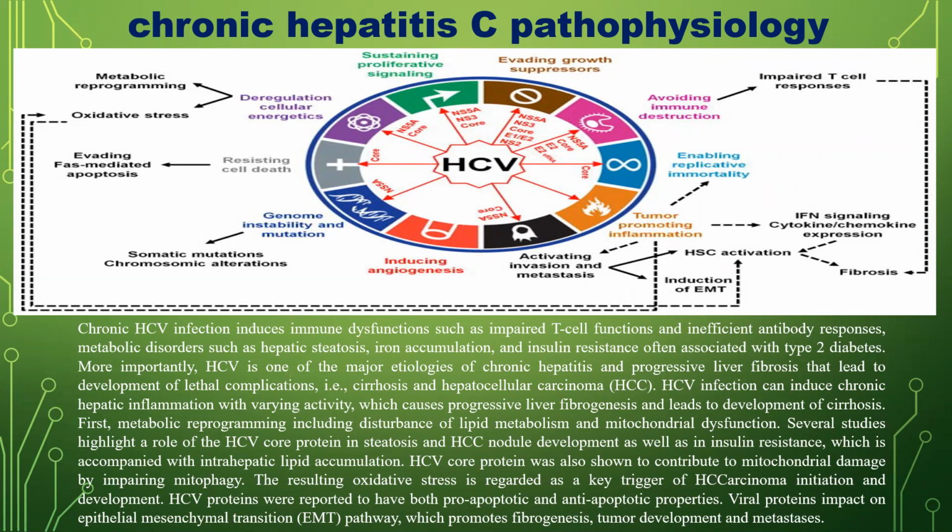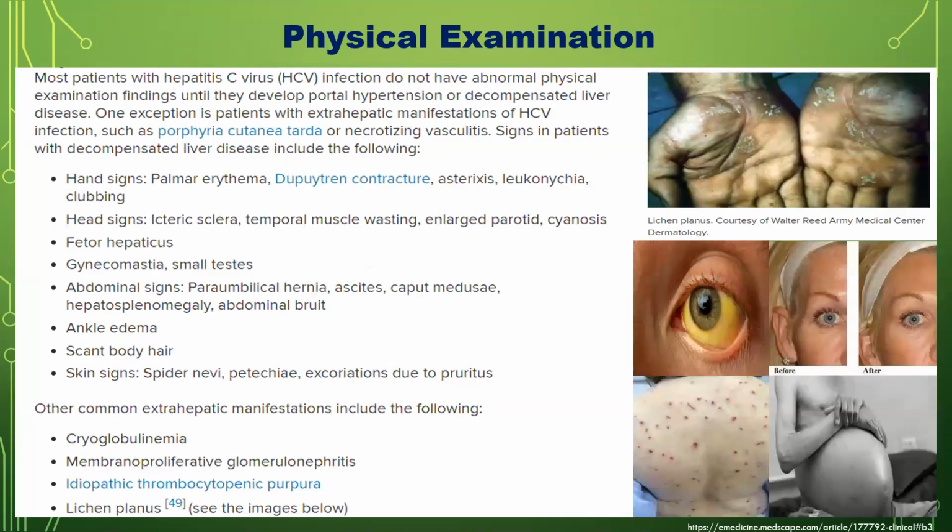C core protein was also shown to contribute to mitochondrial damage by impairing mitophagy. The resulting oxidative stress is regarded as a key trigger of carcinoma initiation and development. Hepatitis C viral proteins were reported to have both pro-apoptotic and anti-apoptotic properties. Viral proteins can impact the epithelial-mesenchymal transition pathway, which promotes fibrogenesis, tumor development, and metastasis.